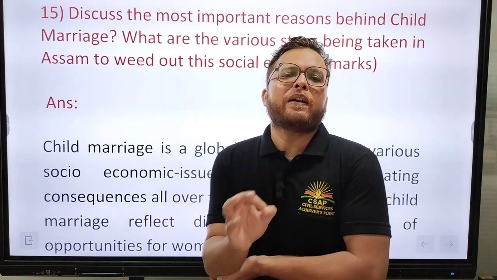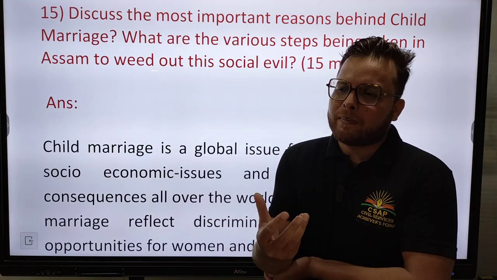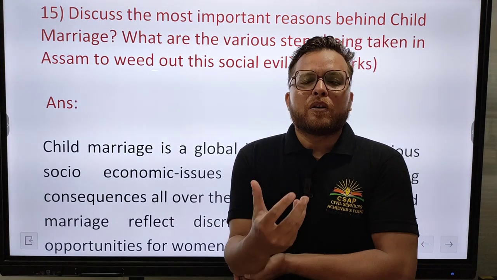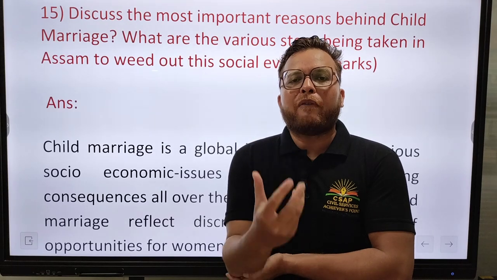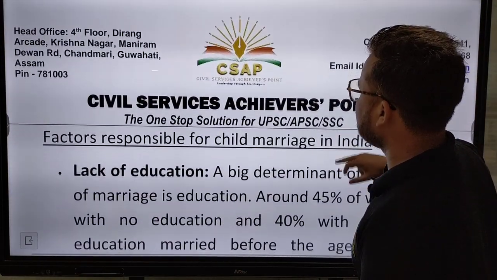So these are the various steps which the government of Assam is taking. And apart from that, the government of Assam is also creating a lot of awareness to make people know the harmful effects of child marriage. So all these examples can be cited.